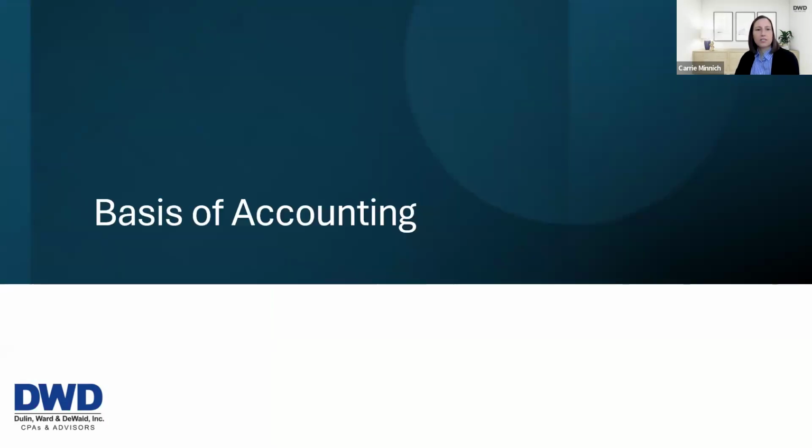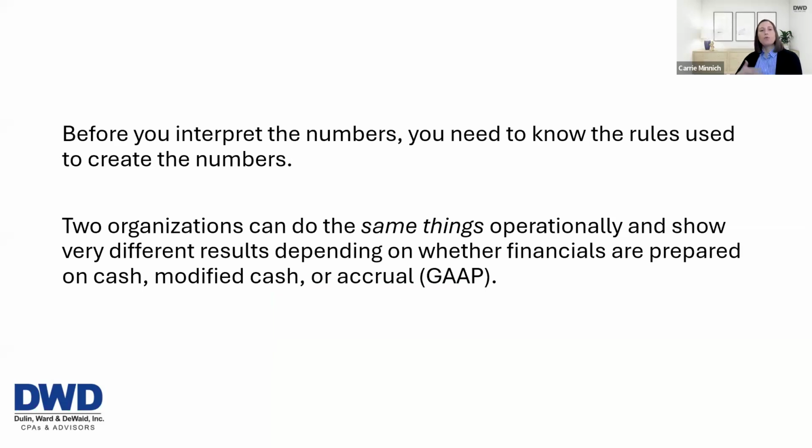All right, so first let's talk about accounting. Before you are able to interpret the numbers, you need to know the rules used to create these numbers. So two organizations can do the exact same thing operationally and show very different results depending on whether their financial statements are prepared on the cash basis, modified cash basis, or the accrual basis, or what we call GAAP. So there's really three primary differences on how you record your accounting.